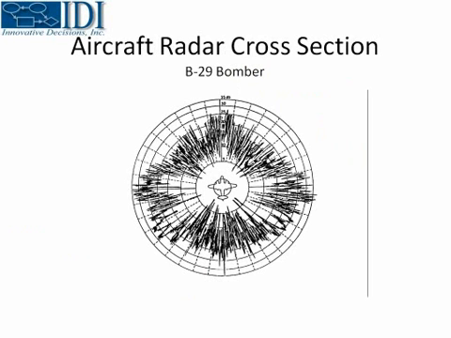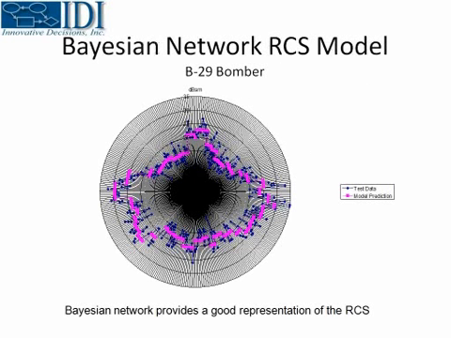Here's the radar cross-section for the B-29 bomber, and you can see it's kind of a real mess. If anybody out there can write an equation to generate this particular plot, please send us your resume, because we'd probably like to hire you. But if I use a Bayesian network, I can learn from the data and come up with a very reasonable approximation of the radar cross-section across all 360 degrees of the aircraft.